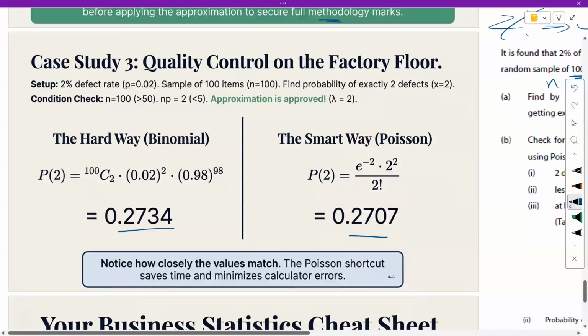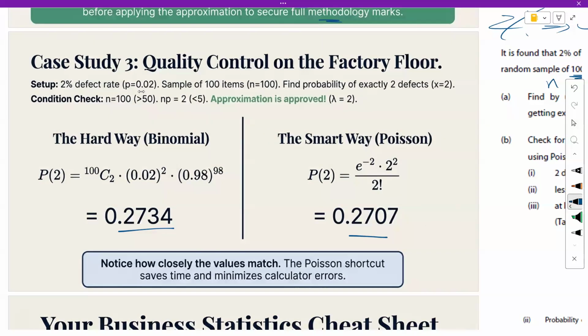Right. So notice how closely the values match the Poisson shortcut. The Poisson shortcut saves time and minimizes calculator error. Setup here: 2% defective rate, so p equals 0.02. Sample size is 100. And find the probability of exactly 2 defective items, x equal to 2.